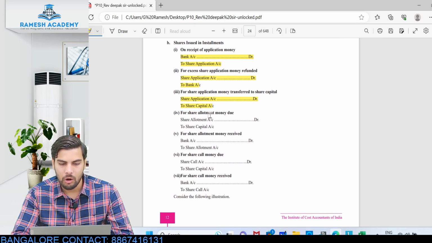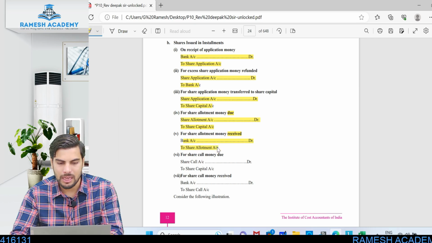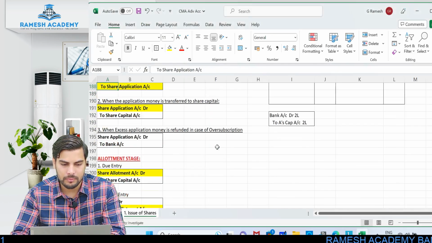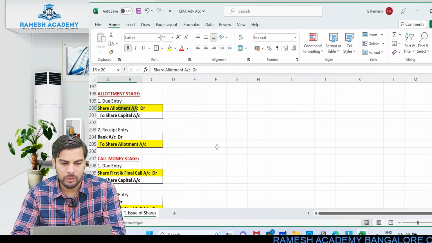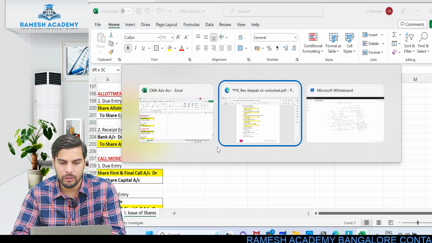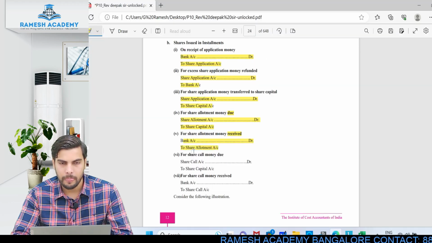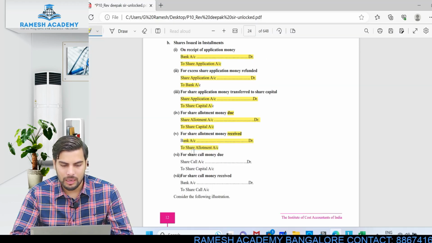When the share allotment money is due, look at this, this is the due entry. Share allotment account debit to share capital. When I actually receive, this is the receipt entry. Bank account debit to share allotment. The same entry is what we have already written, guys. Nothing new. Exactly the same entry. Share allotment to share capital and then bank account debit to share allotment. Look at this. Same thing will go on for the last stage also. The due entry and the receipt entry.